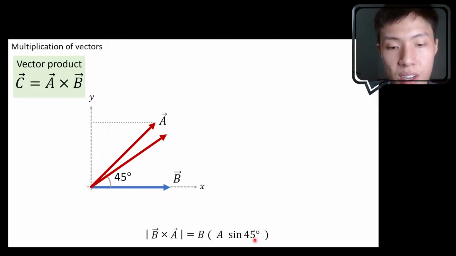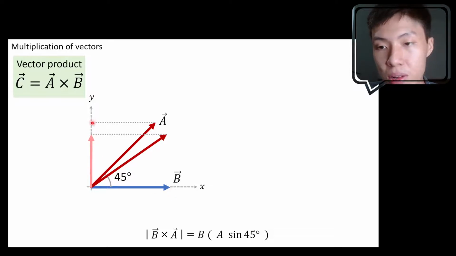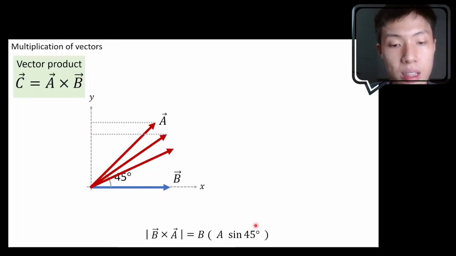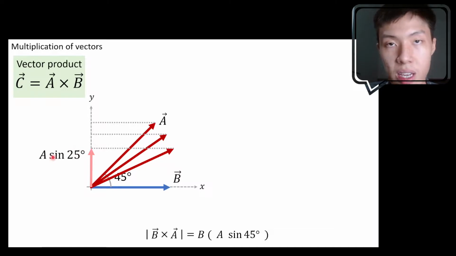If I put in 35 degrees here, essentially I am finding the component which is perpendicular to B. As you see, the component of A that is perpendicular to B has decreased a little bit. Because this component has decreased, when you multiply it by B, the result of the vector product will be a smaller value compared to the A before. This is A sine 35 degrees. If I go further down, now this is 25 degrees, meaning I substitute in 25 degrees here. So A sine 25 degrees is equivalent to finding this component over here.